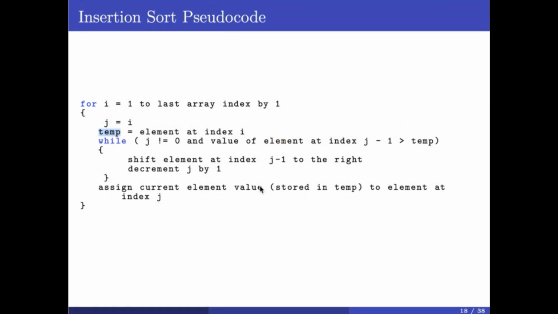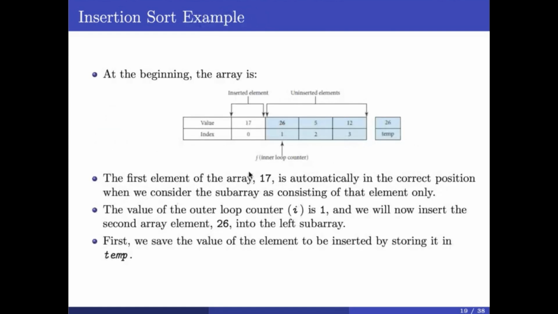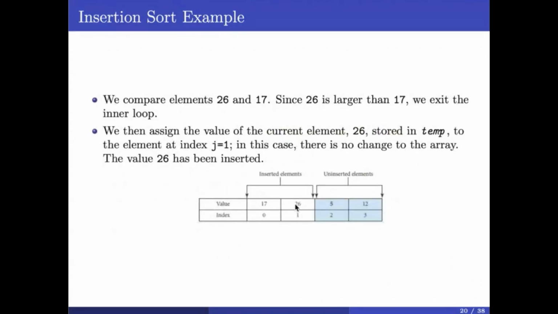So I'm going to exit from the while loop. Did it change anything? No. So assign the current element value stored in the temp to what? The element at the index of j. The index of j is still equal to the value of i, equal to 1. So this one is going to be stored in this position. So that's what you have, 17, 26. This is the inner loop done.